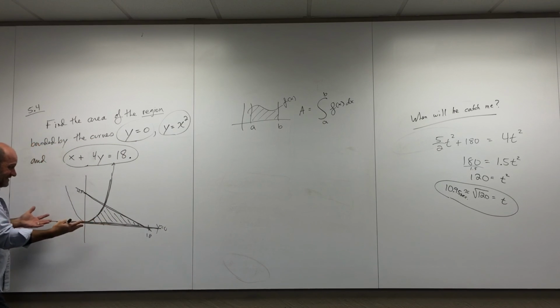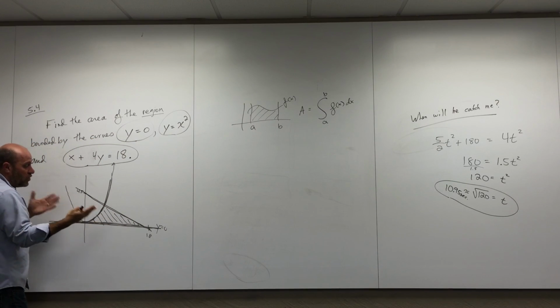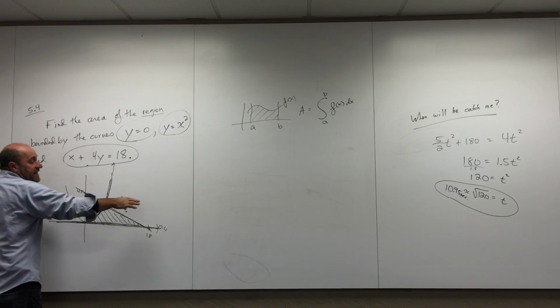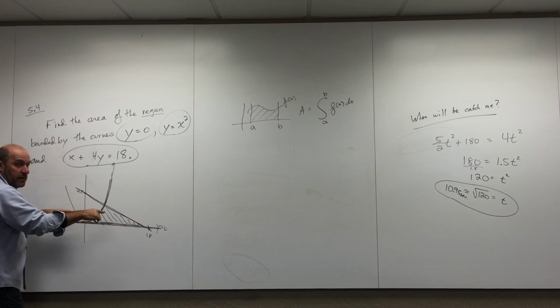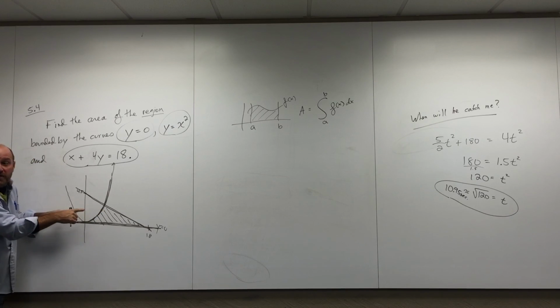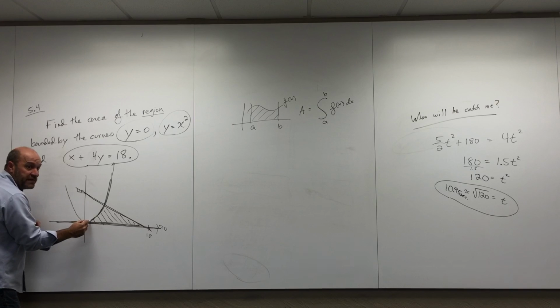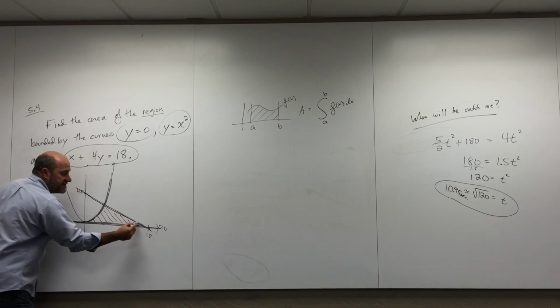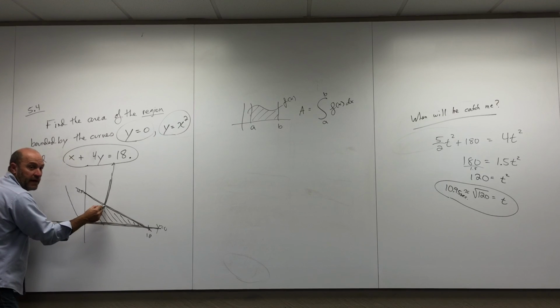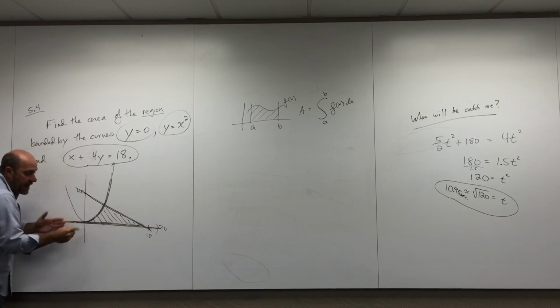I have a question. So who's the function? Who's my ceiling? Who am I integrating? And I think you should say you have two ceilings. You have this function called x squared, and then you have this function, which is the line.